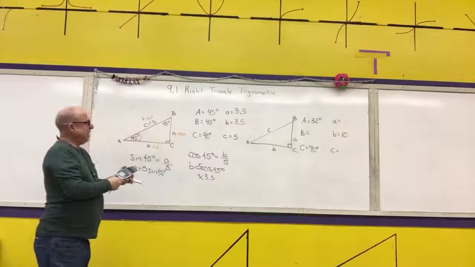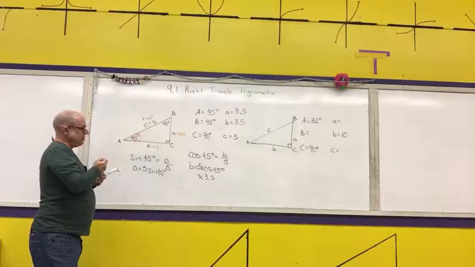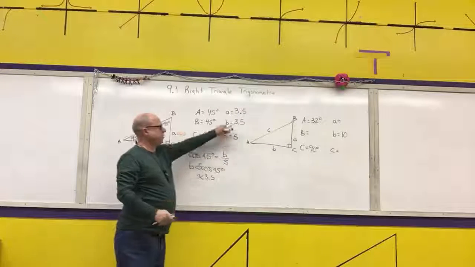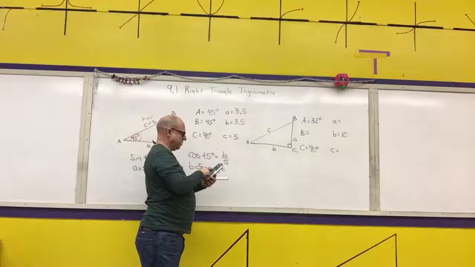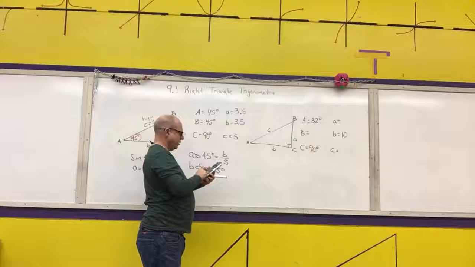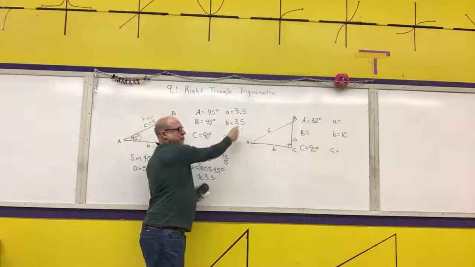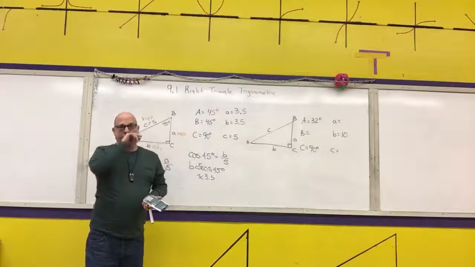So let me use the rounded number with the Pythagorean theorem to see what I'd get. I'd get the square root of 5 squared minus 3.5 squared. And I get 3.57, which you would have rounded to 3.6, and you would have gotten the wrong answer on a quiz or a test.